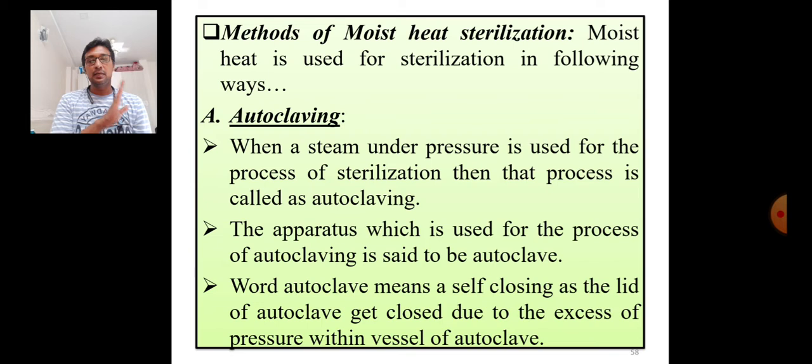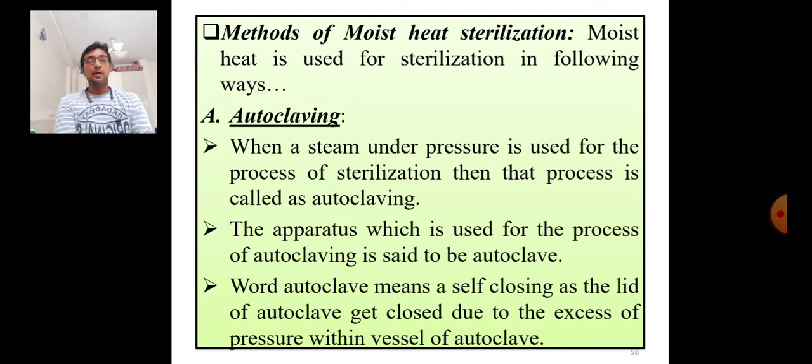Steam under pressure, when used for killing microorganisms and bacteria, is called autoclaving. The apparatus used for autoclaving is called an autoclave, as I just told you. Third point: the word autoclave means self-closing. It is a self-closing device, as the lid of the autoclave gets closed due to the excess pressure within the vessel of the autoclave.